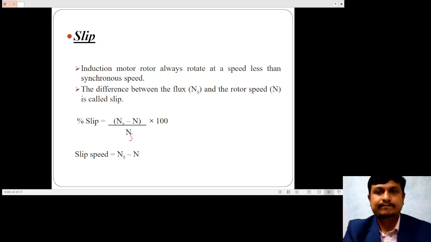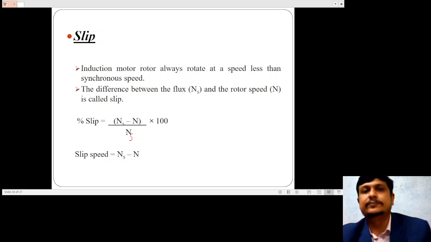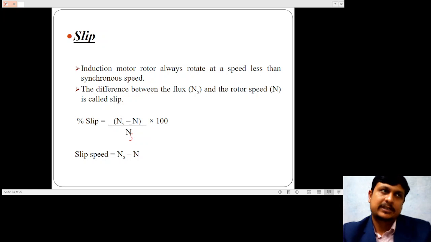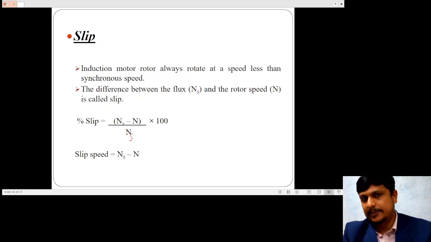So this is slip, and this is all about the construction and working principle of the induction motor. In the next classes we will study torque-slip characteristics and other things which we have not studied in earlier classes.